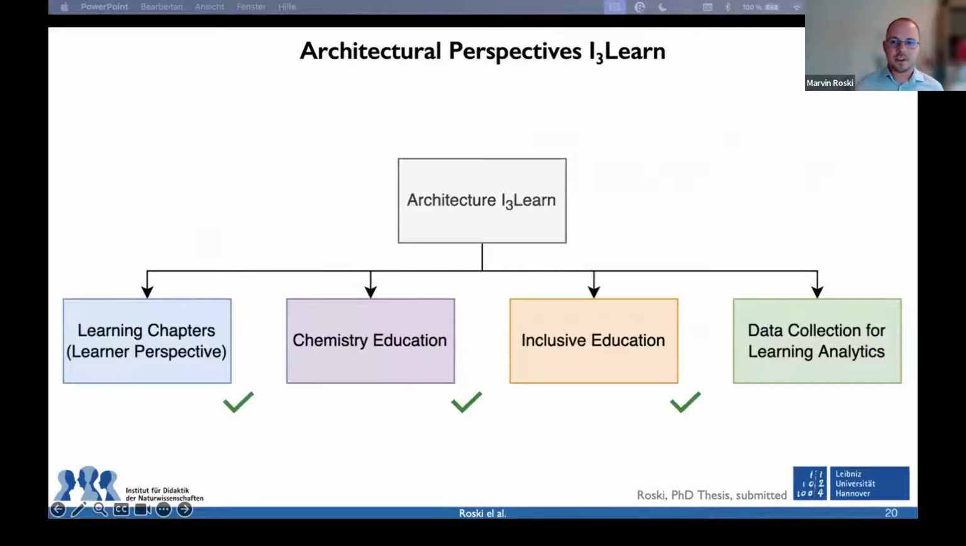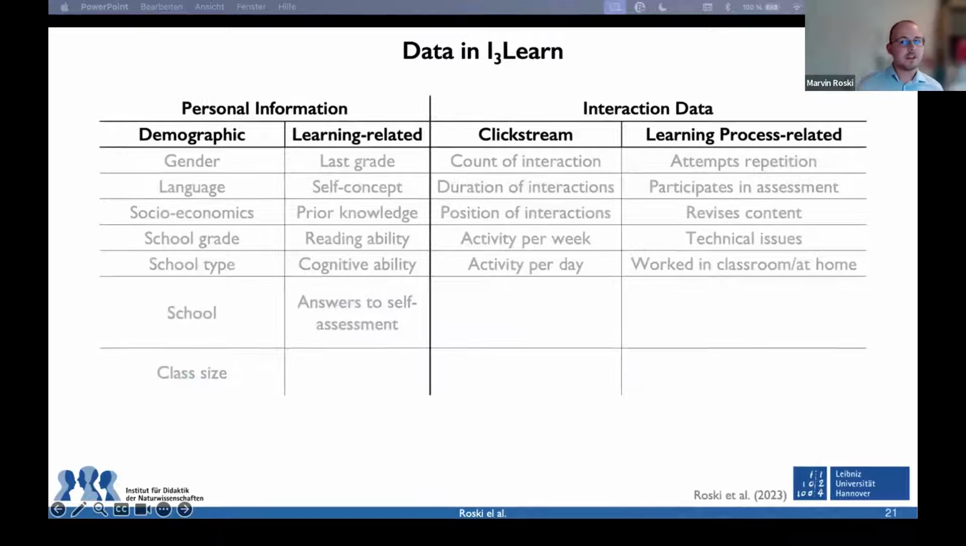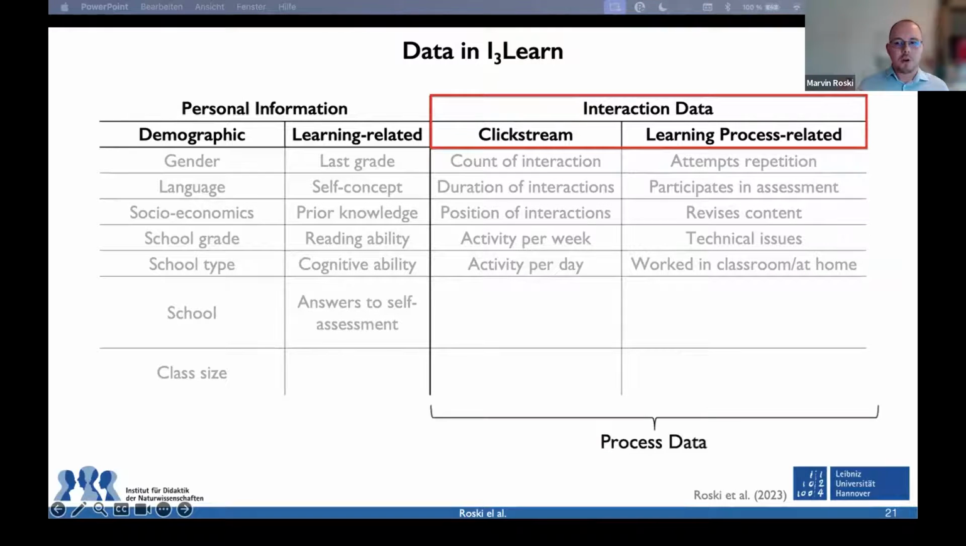The last point is the collection of data for AI and learning analytics applications. What data do we collect? The short answer is many. In principle, the data can be divided into personal information and interaction data. The personal data are mainly things that are collected in a pre and a post test, and the interaction data is data that is generated through the use of the learning platform. On the right side, you can find what I called process data at the very beginning of this presentation.